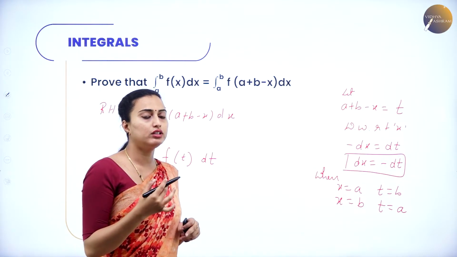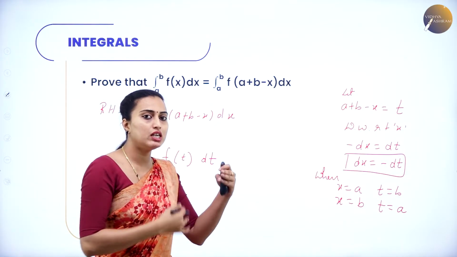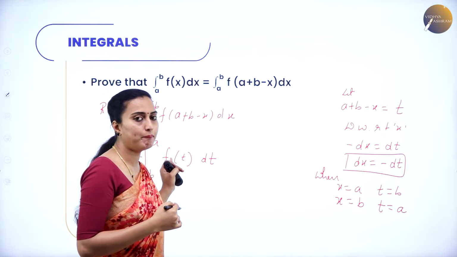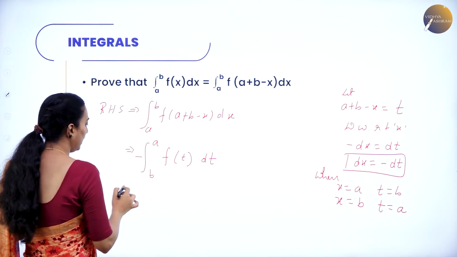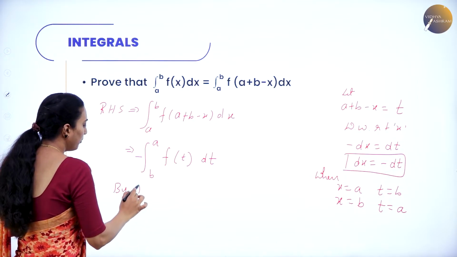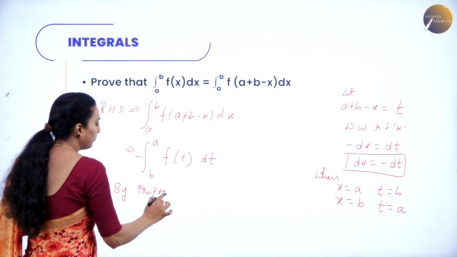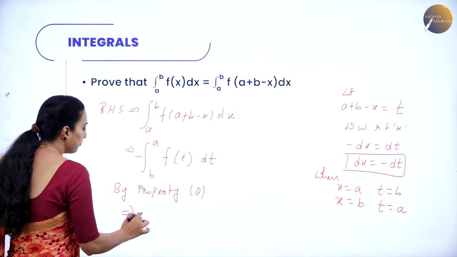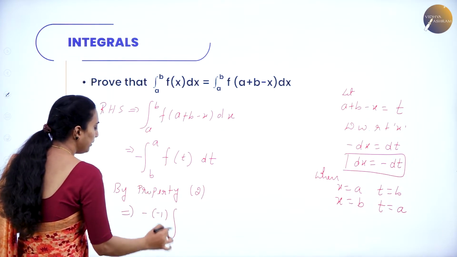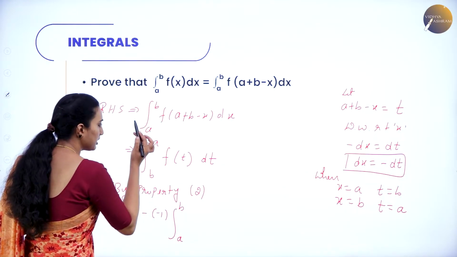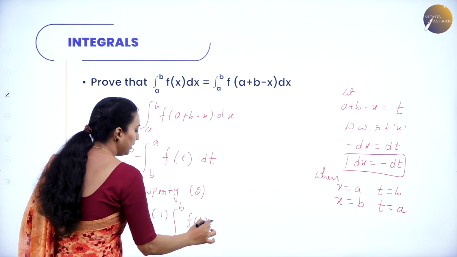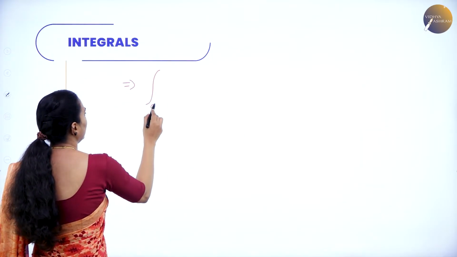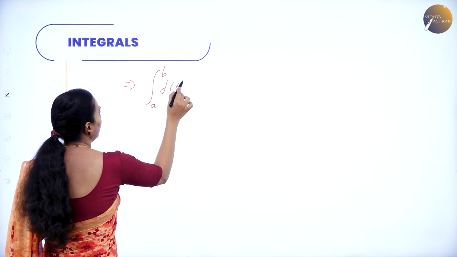Now here, according to the second property what we have proved, changing the limit of the function, we can have a minus sign, which will become plus, right? So therefore, changing the limit by property 2, we can have, which implies that minus of minus 1 integral b will be changing as a, a will be changing as b, f of t into dt. Now minus into minus will become plus, which implies integral a to b f of t into dt.